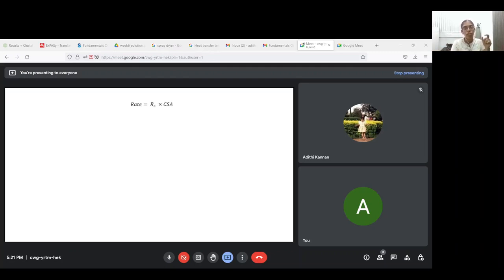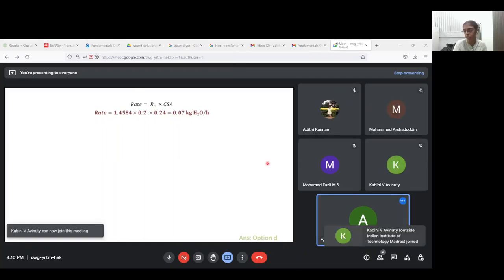So to calculate the rate from the flux, you will calculate RC into cross-sectional area, which is 1.484 into 0.2 into 0.24, which comes out to be 0.07 kg of H2O per hour. So this will be the rate of your evaporation in this particular drying process. So the answer to this question is option D.